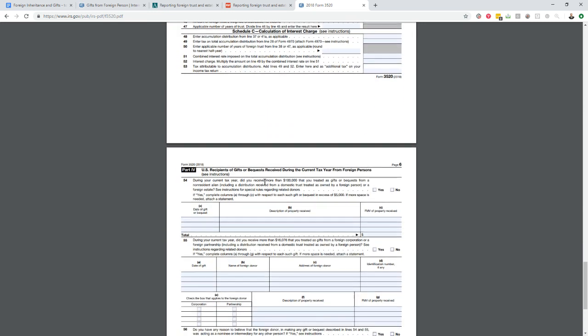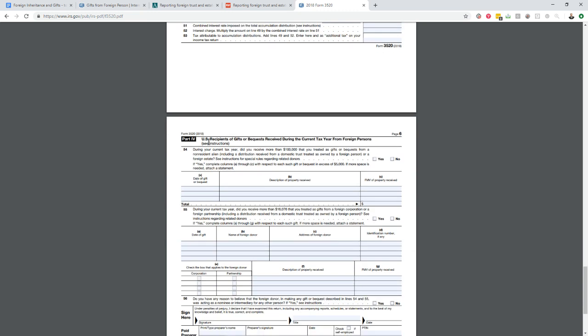And then down here we have the one that's most common, which is just getting distributions from a foreign person. You just complete the form, and part 4 is the only one you complete. U.S. recipients of gifts or bequests received during the current year from foreign persons. If you received more than $100,000, you have to fill out the form. So if your mom and your dad each give you $50,000, they're related parties, so it's combined, and you have to report it. When in doubt, just report it. It's all informational, and when in doubt, report more.